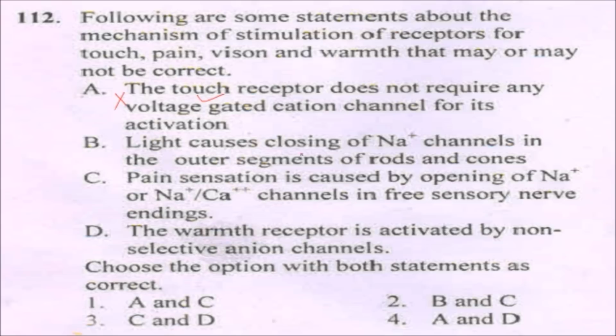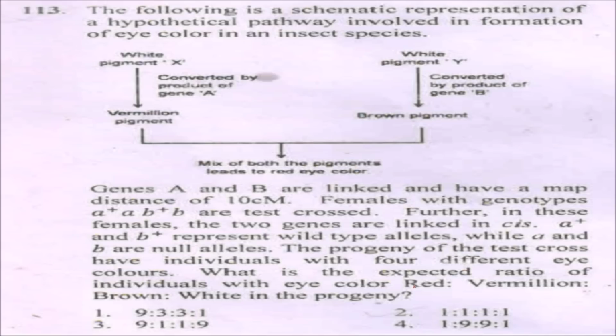Next is that light causes closing of sodium channels in the outer segments of the rods and cones. It's true. Pain sensation is caused by opening of sodium ion or sodium calcium ion channels in the free sensory nerves. Hence, it's true. The warmth receptor is activated by non-selective anion channels. It is false, as it is very specific for the ion channels. So the true statements here are B and C, and we have to point out the correct one. So the answer will be B and C.